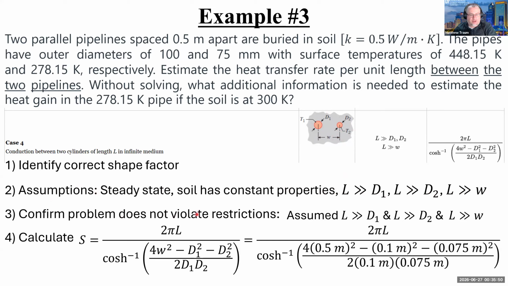Next, we're going to confirm that the problem does not violate any of the restrictions. This is kind of hand wavy, but I already assumed in the previous line that none of the restrictions were violated because none of the actual numbers are given. This is one of those cases where you'd have to solve for this, figure out what L is, and then go back and make sure that you're not in violation of any of the shape factor restrictions, which I think we're not. I think it's fine to do this. I think I checked.